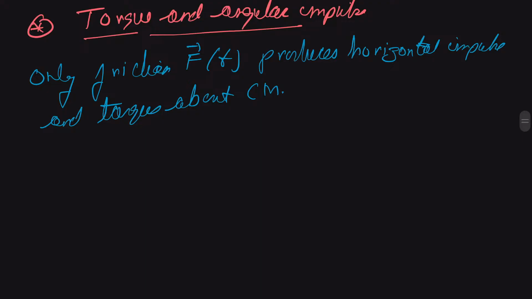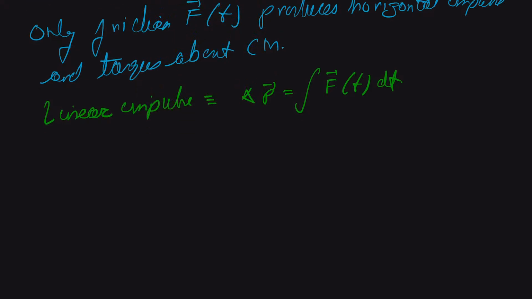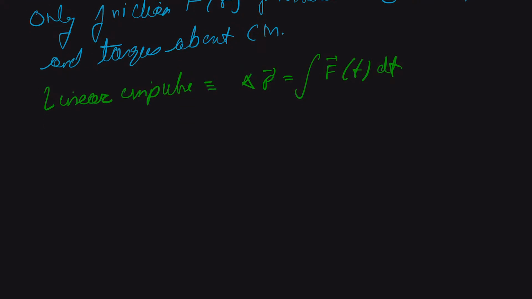So first of all we are going to find out the linear impulse. For that, the standard formula is delta P equals the integral of force, which in this case is our friction, F dt. And now we can find out the torque about the center of mass.